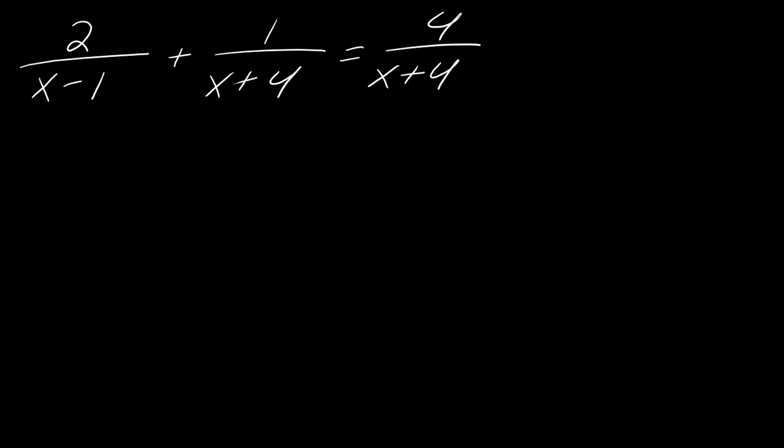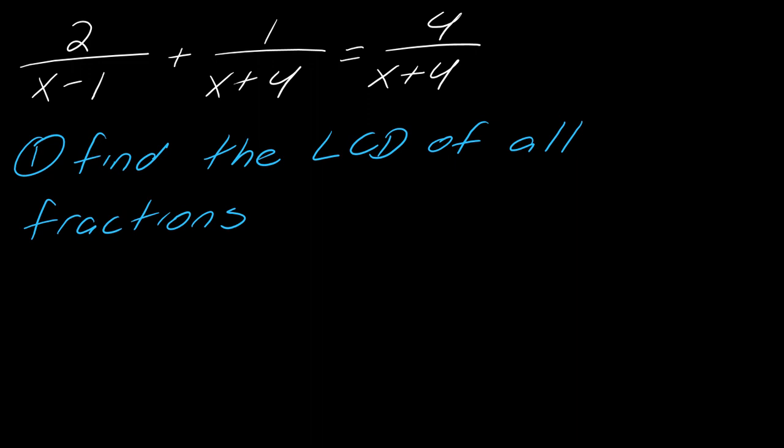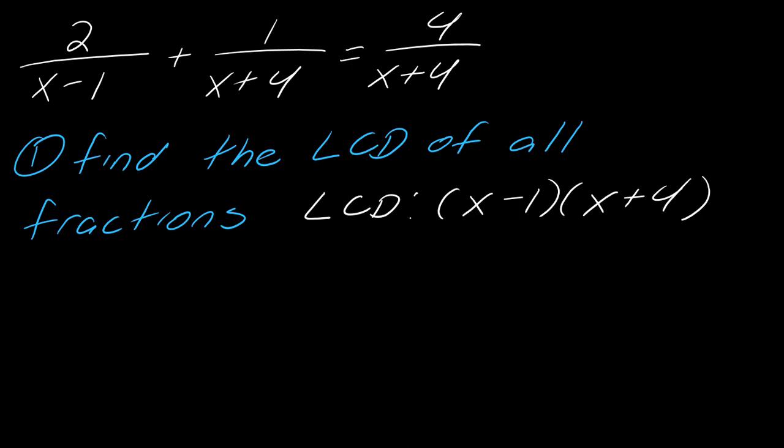And I'm just going to jump right into how do you actually solve a rational equation. So first things first, you want to find the LCD of all of the different fractions that you're looking at. And so if we look, I've got 2 over x minus 1, 1 over x plus 4, 4 over x plus 4. So I can see that my LCD is x minus 1, x plus 4. So I assume that you're already pretty good with that if you're watching this video. If not, I would suggest going back and reviewing how to find an LCD.